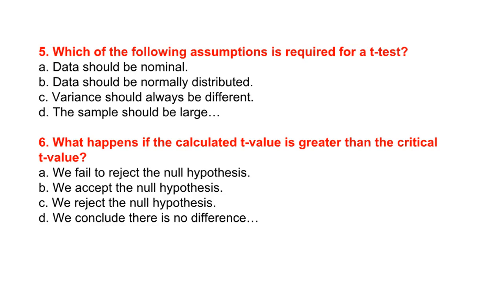6. What happens if the calculated t-value is greater than the critical t-value? A. We fail to reject the null hypothesis. B. We accept the null hypothesis. C. We reject the null hypothesis. D. We conclude there is no difference. Answer: C. We reject the null hypothesis.